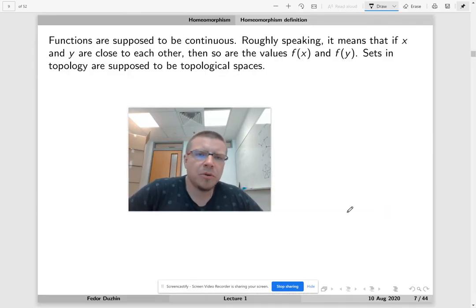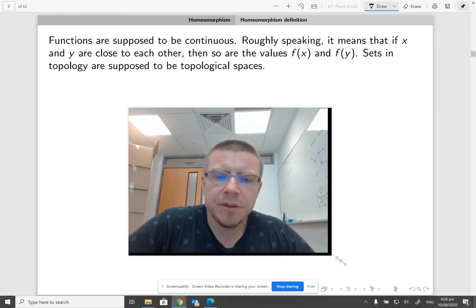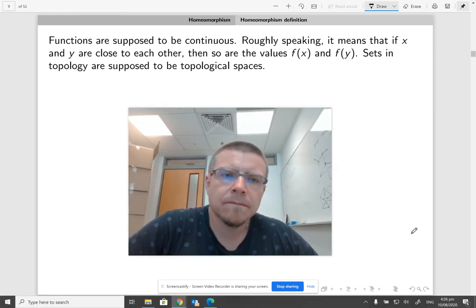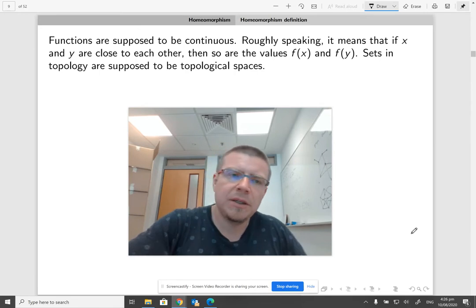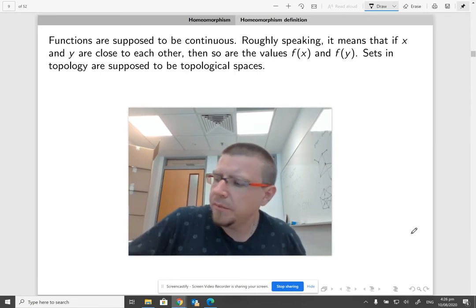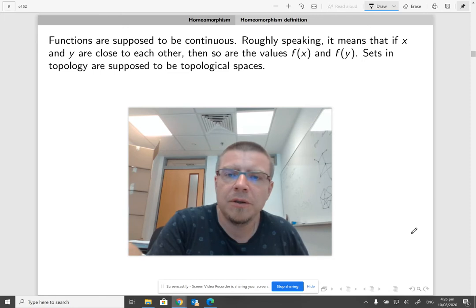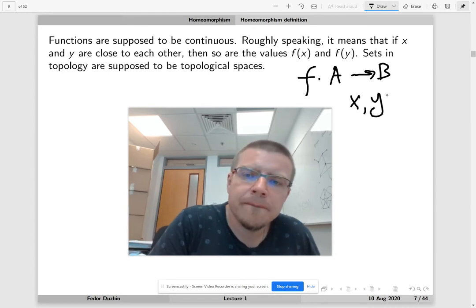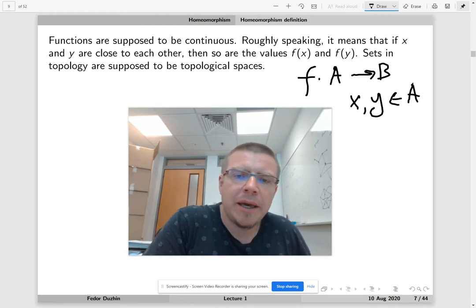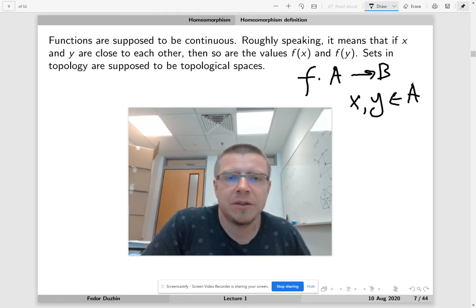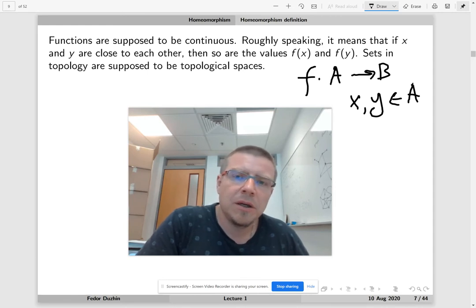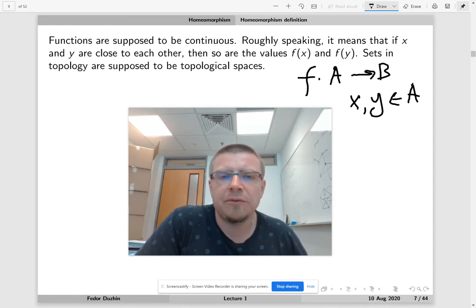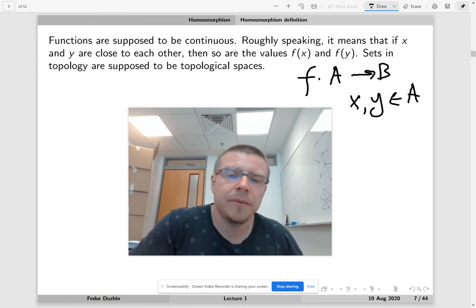So functions in topology are supposed to be continuous. This means, roughly speaking, that if we have a function from A to B, and if two points x and y belong to A, and if the distance from x to y is small, so they're close to each other, then f of x should be close to f of y, roughly speaking.